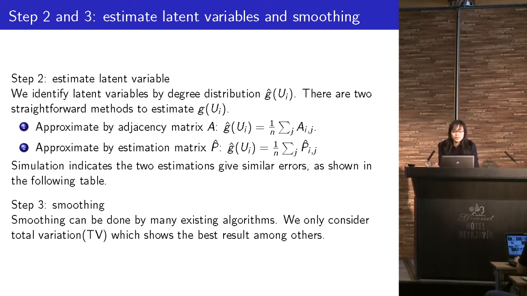And the second way is to estimate it from the probability estimation matrix P hat, which comes from the first step. We don't know which one works better, so we did some simulation, and actually the two estimations give similar errors. We will see in the next slide. And for the third step, there are many algorithms that can do smoothing on a grid. Here we only consider the total variation minimization algorithm, which among a bunch of standard algorithms gives the best performance.